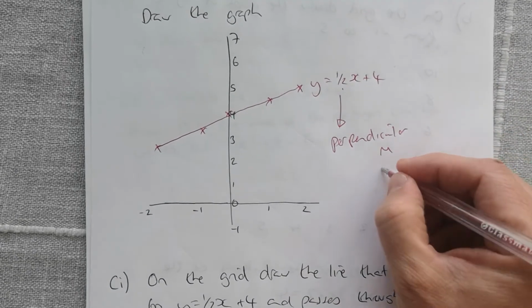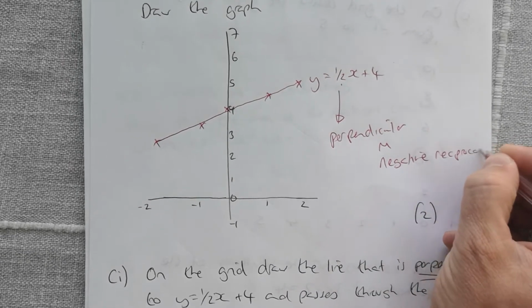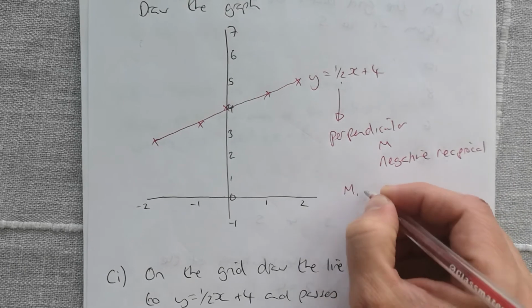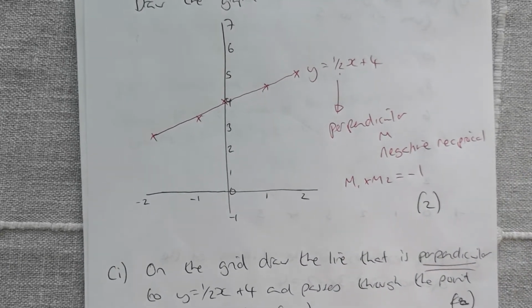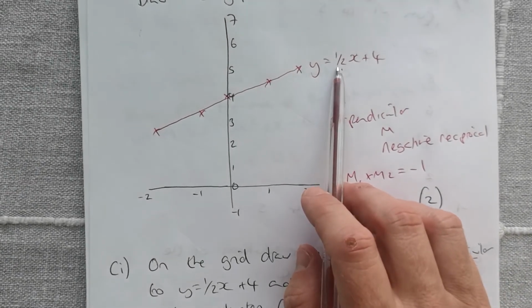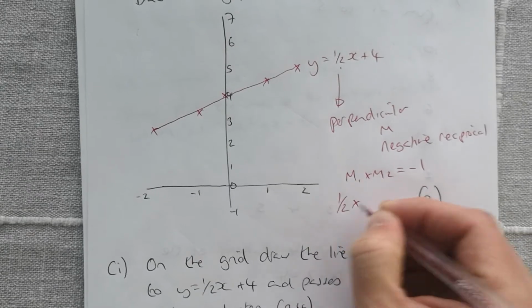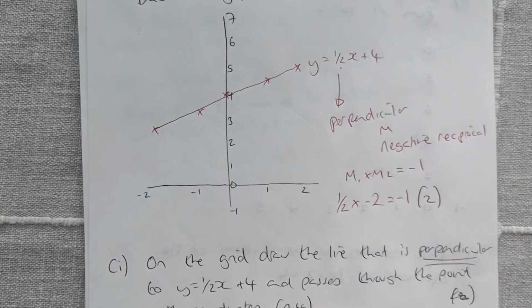perpendicular gradient is a negative reciprocal. So what that means is m1 times m2, the two gradients must multiply to make minus 1. Product of the two gradients is minus 1. So we've got a half already. A half times by something is equal to negative 1. The gradient must be minus 2.